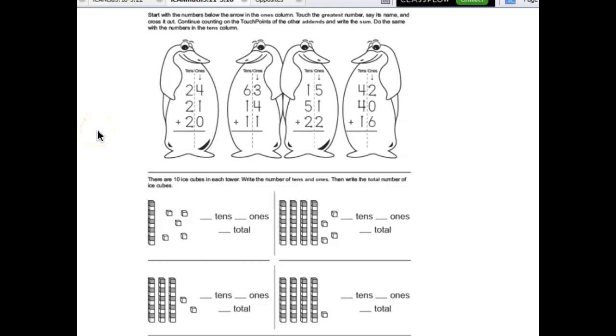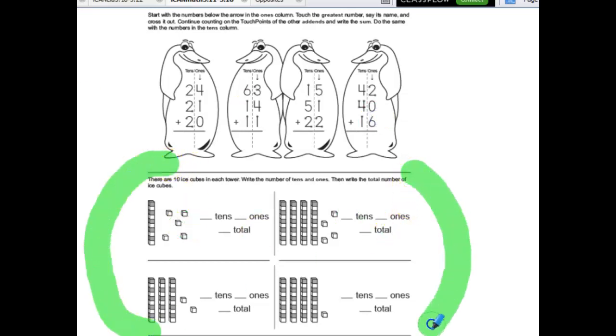Hi everyone, here are your directions for your touch math paperwork this week. We're working on adding 3 different numbers that have numbers in the tens place and ones place together. So we'll use place value here on this part, and we'll use our touch points up here on this part on the penguins.